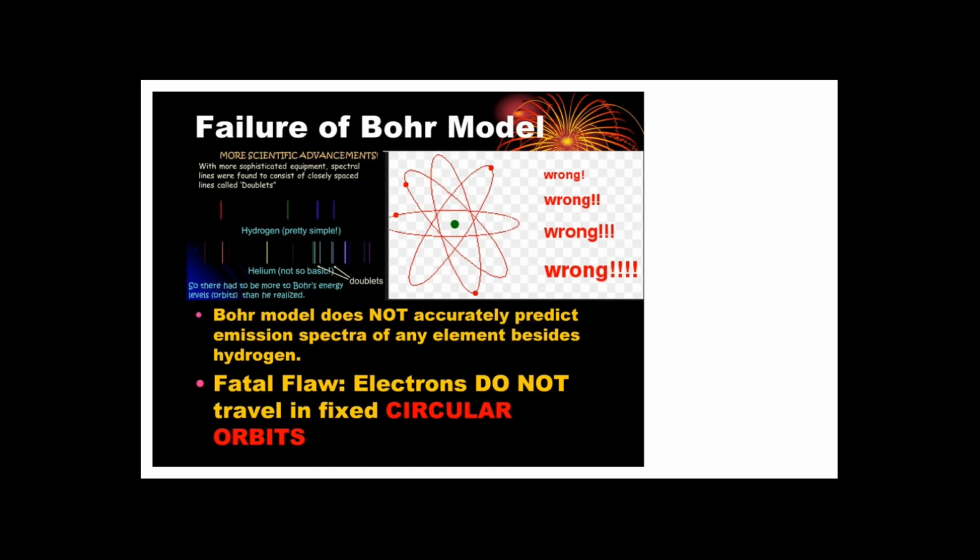But the failure of the Bohr model: with more sophisticated equipment, spectral lines were found to consist of closely spaced lines called doublets. So each line really is a doublet, and the Bohr model does not accurately predict the emission spectra of hydrogen, or of any element besides hydrogen. So the Bohr model only works for hydrogen and none others. And there's a fatal flaw. Electrons do not travel in fixed circular orbits. That's wrong.